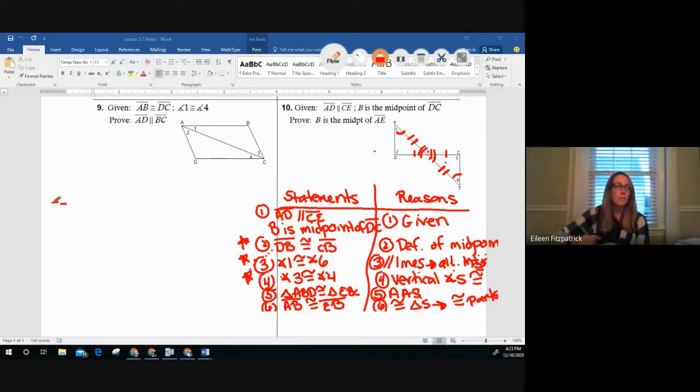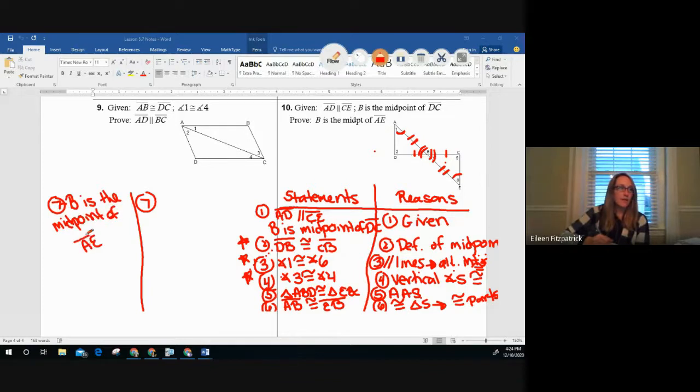And then number 7, I keep running out of room over there. Now that I know that those 2 segments are congruent, that means that B has to be the midpoint. B would have to be in the middle in order for those 2 segments to be congruent. So B is the midpoint of AE, and that's simply the definition of midpoint.